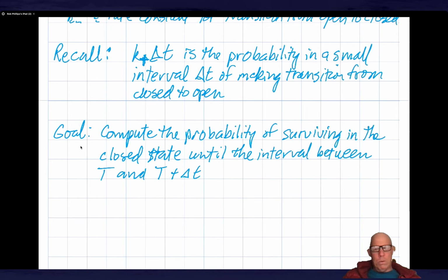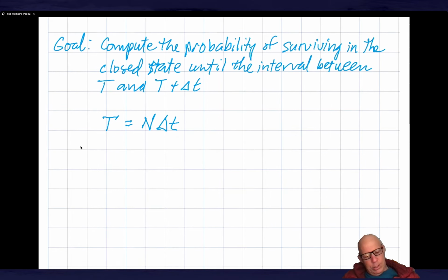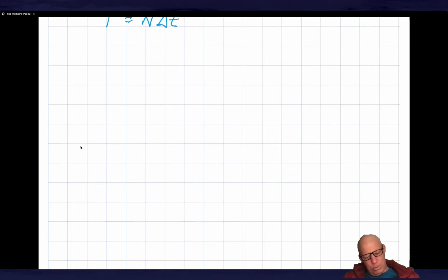Okay, so what do I have in mind here? I'm saying that T tot is equal to n times delta T. In other words, we're asking that the system survive in the closed state for n time steps, and then on the n plus 1th time step, it will transition to the open state. Okay? Or alternatively, we're in the open state and we transition to the closed state. It doesn't matter which order we think about that.